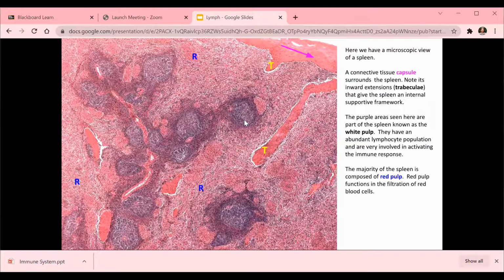You can see these dark roundish structures which are called white pulp. As I told you before, they are lymphatic follicles. And the background is called red pulp. The majority of the spleen is composed of red pulp. This part can filter the blood cells for us, but the lymphatic follicles can clean our blood from pathogens.